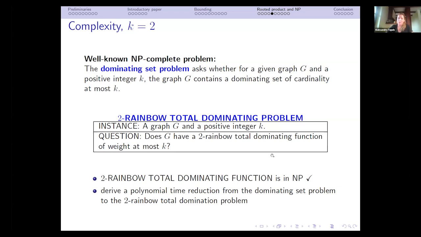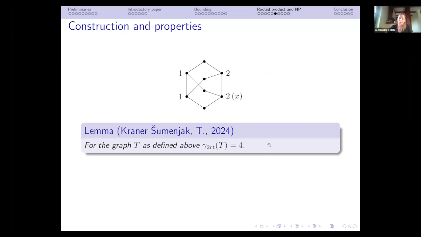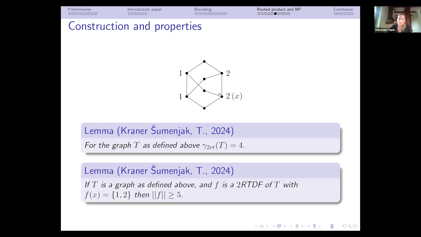And how did we do this? First, we took a graph which we called T, and we proved that the two-rainbow total domination number of this graph is 4. So this is an optimal two-rainbow total dominating function of this graph. Moreover, if you put 1 and 2 on this vertex, which we called X, then the weight of the whole function will be at least 5. This is something we needed later.